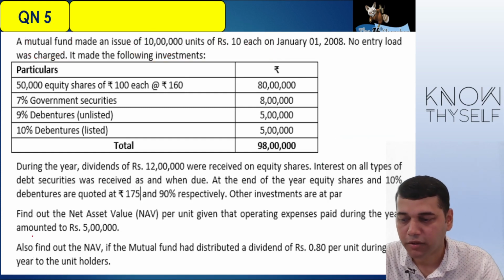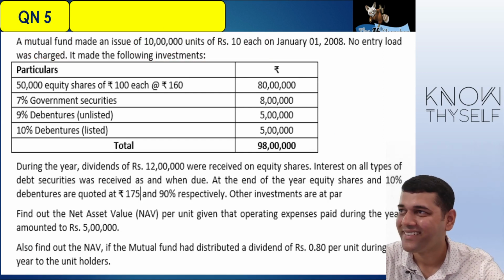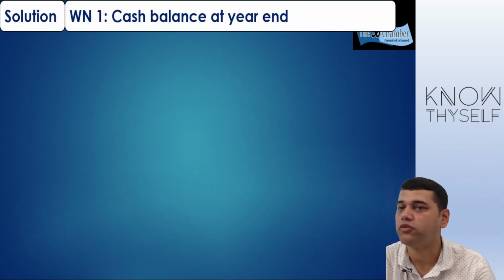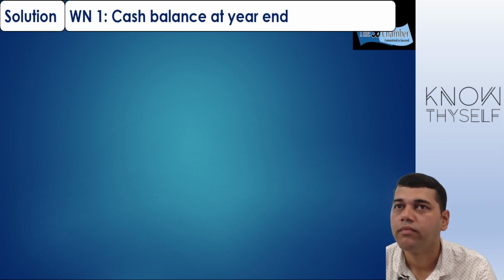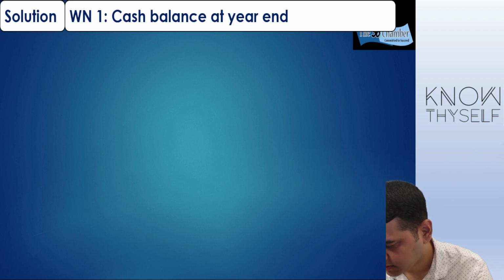Okay, give me the cash balance. Finding it difficult? That's different, because I'm just asking the cash balance. Let us work out working note one. What all things do you have? What is your opening cash? You have got an opening cash balance, no? 51,000 is correct, but it's 10,51,000.